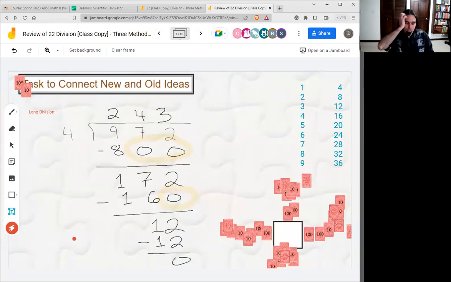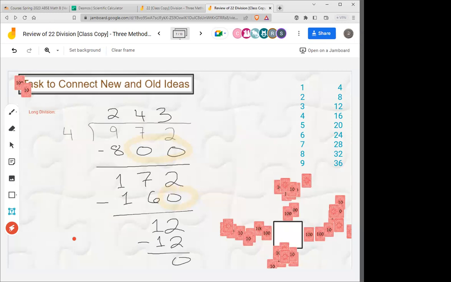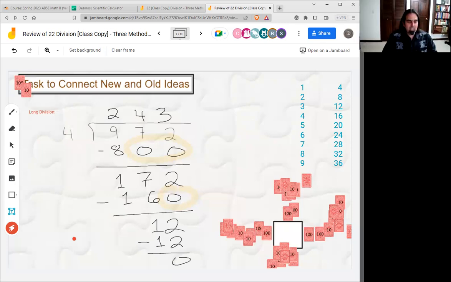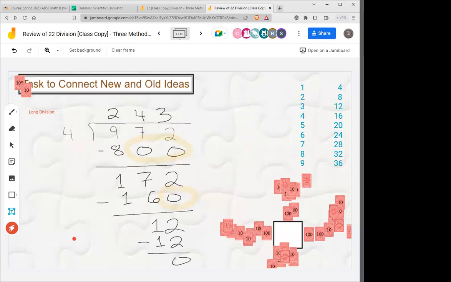If you didn't understand why long division works before now, that it was actually dealing out cards, that's not your fault. That's because someone didn't teach it to you right long ago.